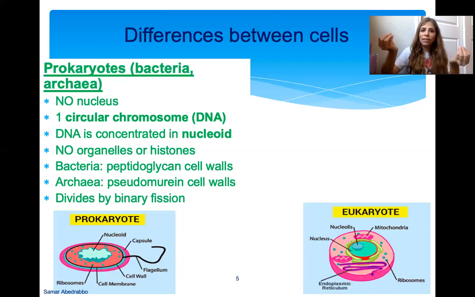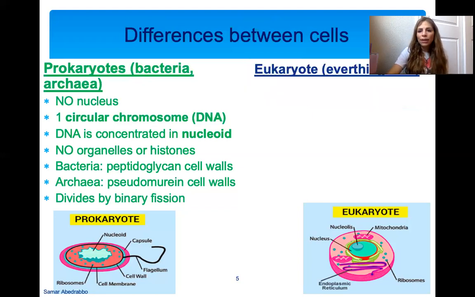So there is no sex involved in prokaryotes. That's why bacteria, like if you have a bacterial infection, it can quickly go from being very mild to very strong. A strong bacterial infection means you have a lot of bacteria, because bacteria can quickly divide and make copies of themselves. And that process is called binary fission. So these are the differences. So again, prokaryotes do not have a nucleus. They have a circular chromosome. The DNA is in the nucleoid, and they don't have organelles.